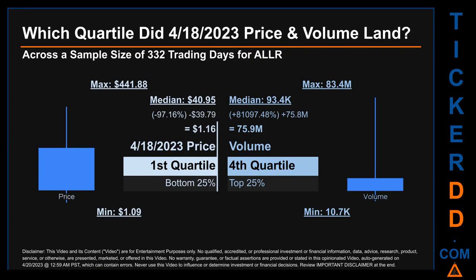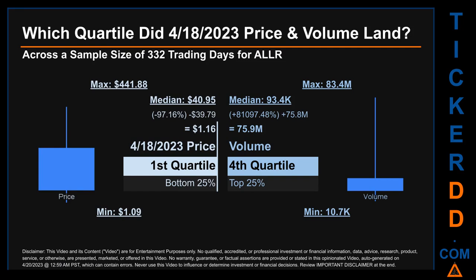Which quartile did April 18, 2023 price and volume land? Across a sample size of 332 trading days, the maximum end-of-day price for ALLR was $441.88 while the minimum was $1.09. Within that price range, April 18, 2023 price, of $1.16, landed within the first quartile, meaning it was within the bottom 25% of all sampled end-of-day prices.